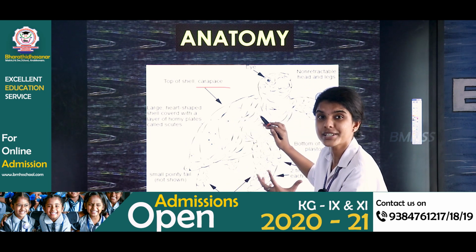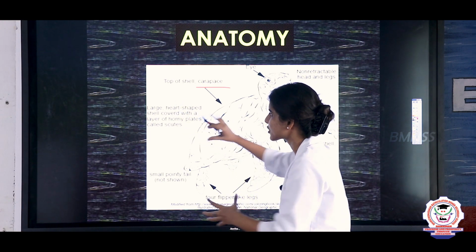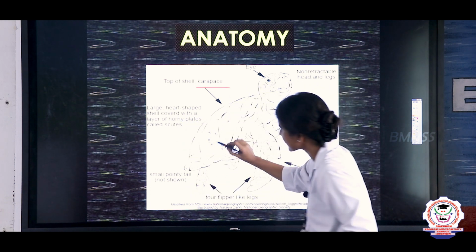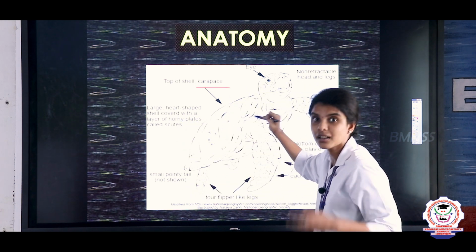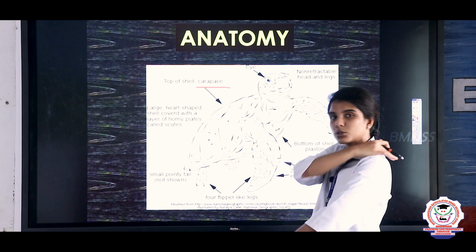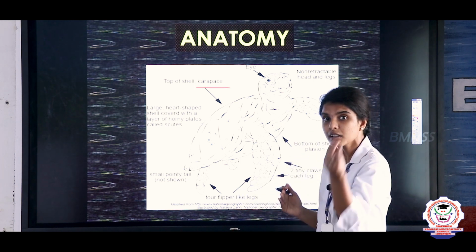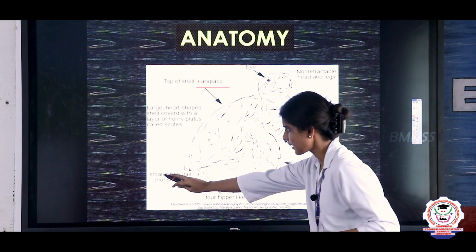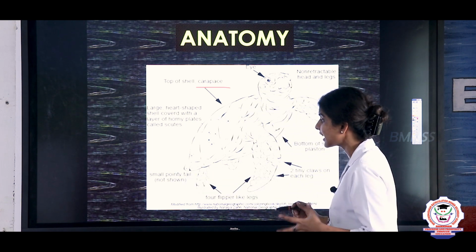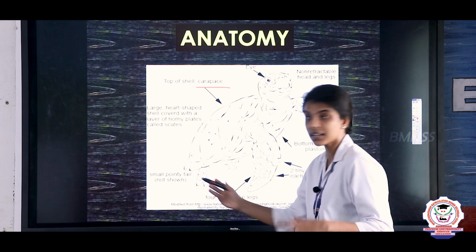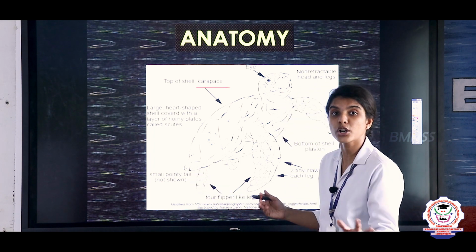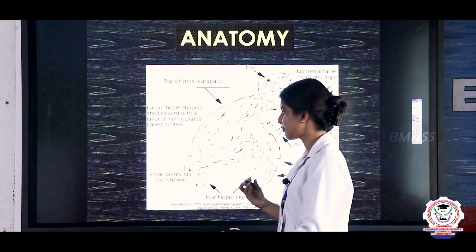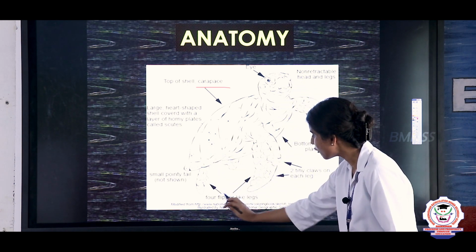So what do you mean by scutes? Scutes means a large heart shaped shell covered with a layer of horny plates. Horny means the outer surface looks like a horny thing. Then it has a small pointed tail, but it is not shown when we see it on a rough surface. Then it has 4 flipper like legs.